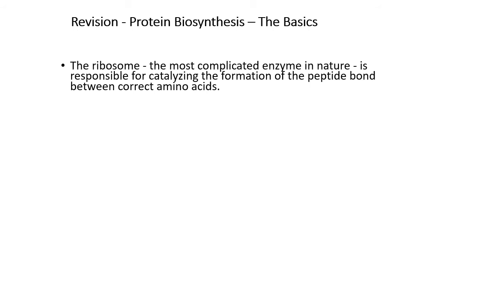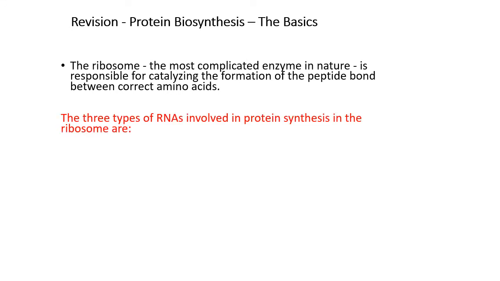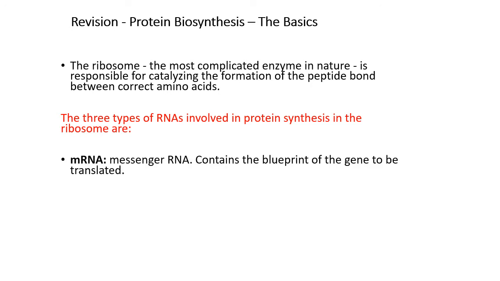The ribosome is the most complicated enzyme in nature. It's responsible for catalyzing formation of the peptide bond between the amino acids in the correct way and reading information from messenger RNA, so it's quite an amazing structure. And there are three kinds of RNA involved in synthesis. There is messenger RNA, we already discussed this. This is read from the genomic DNA in the cell.